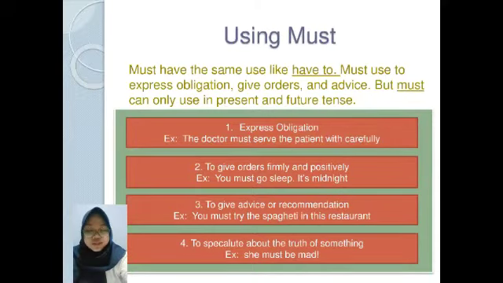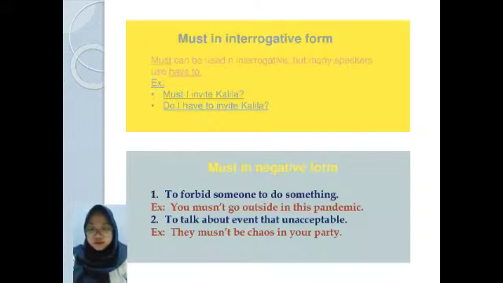And next is to give orders firmly and positively, like, you must go to sleep, it's midnight. The third is to give advice or recommendations. For example, you must try the spaghetti in this restaurant. And the last is to speculate about the truth of something. The example is, she might be mad.